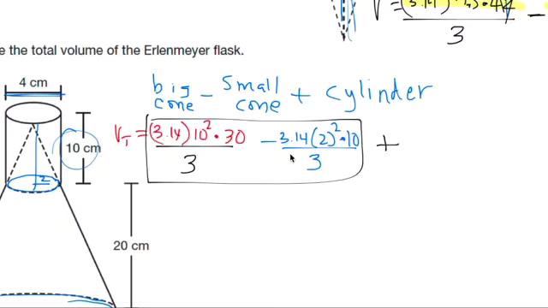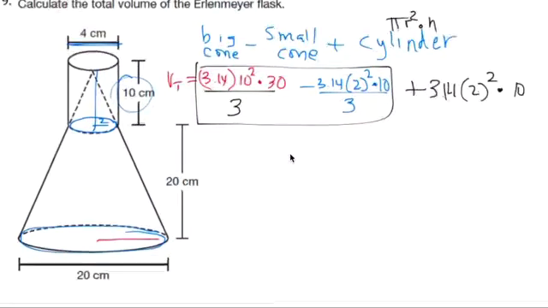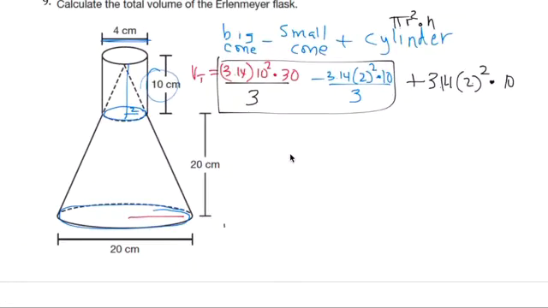Then add the cylinder. The cylinder is pi r squared times h, right? We'll just put it here. Pi is 3.14 times radius, which is 2, times height, which is 10. Do not divide it by 3. And then after you do each one, add them all up, subtract and add, and you'll get your total volume. Make sure you put centimeters cubed, okay?